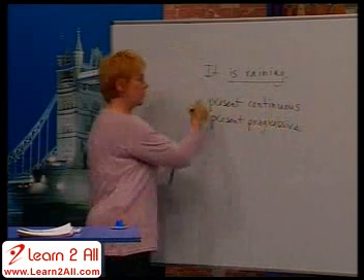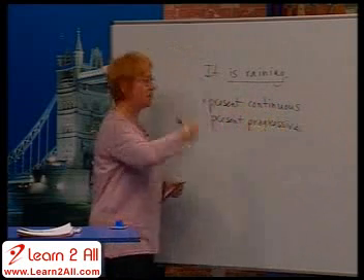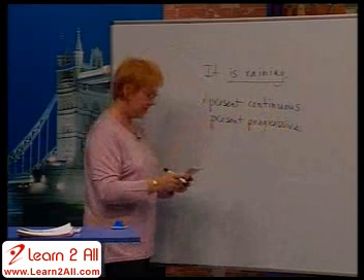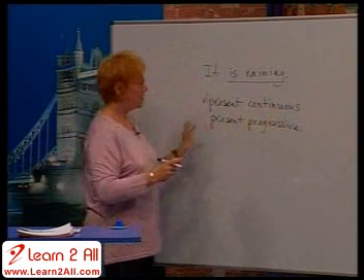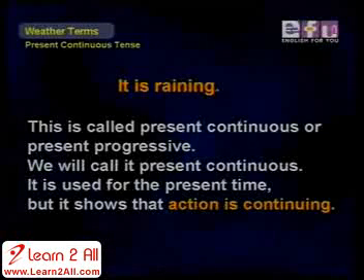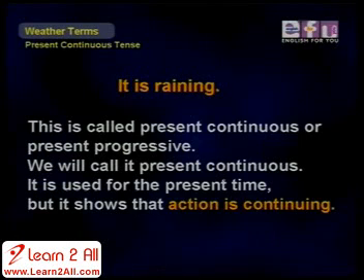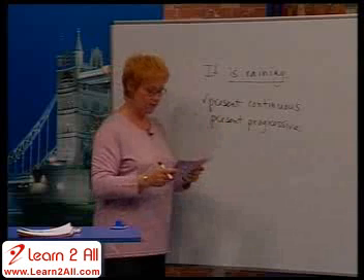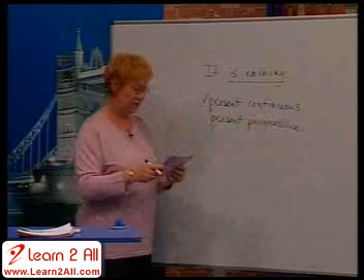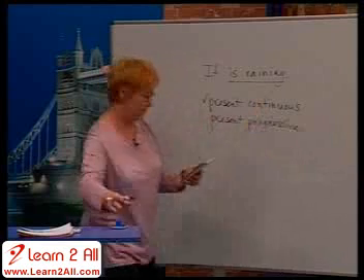But this is the one that we're going to use. Continuous means that it's raining, raining, raining, raining. It's continuing. Okay? So this, I want you to remember, it is raining. This is called present continuous or present progressive. We will call it present continuous. It is used for the present time, and it shows that the action is continuing. All right? Now, this is why it's present continuous. It continues.